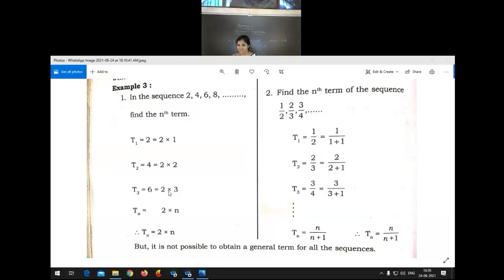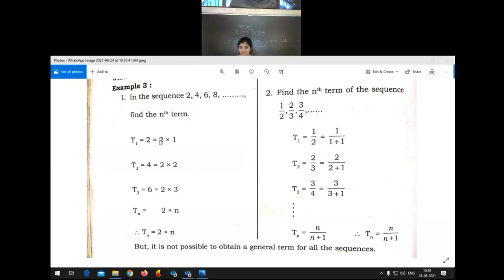So 2 3s are 6. We can observe here that 2 is a fixed, constant number. Here we are varying 1, 2, 3, and so on up to n. n is the last number, either the 20th number or 30th number or 125th number, like that, n. So, how can we write the general term for this sequence? I think you have got the idea.